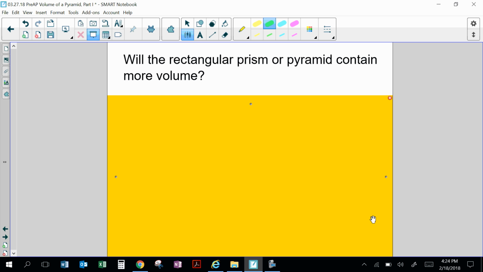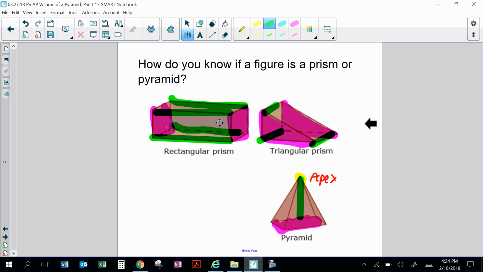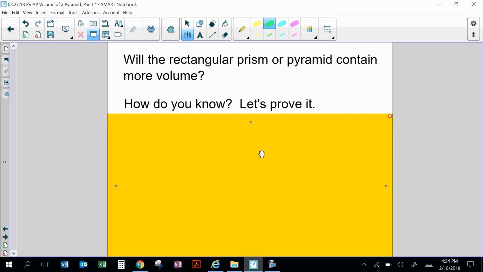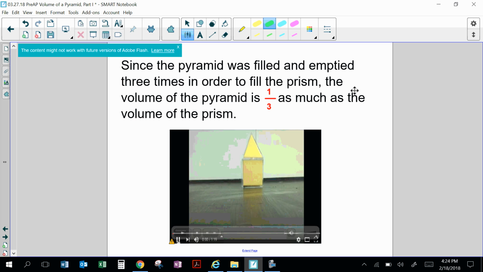All right, so today you're going to be given a prism and a pyramid. Can you tell me which one contains more volume? If I had to compare this with this, which one do you think contains more volume? From what I can tell, I think the rectangular prism looks like it contains more volume, but by how much? So how do you know? We're going to prove it with an experiment. During class, we will be doing this experiment, so I'll just show you with a video.